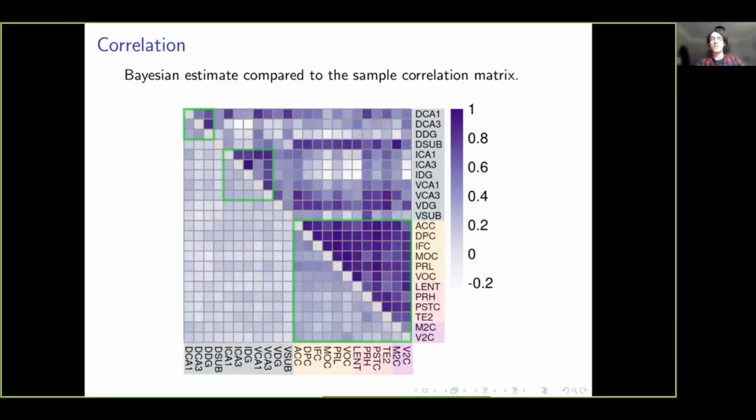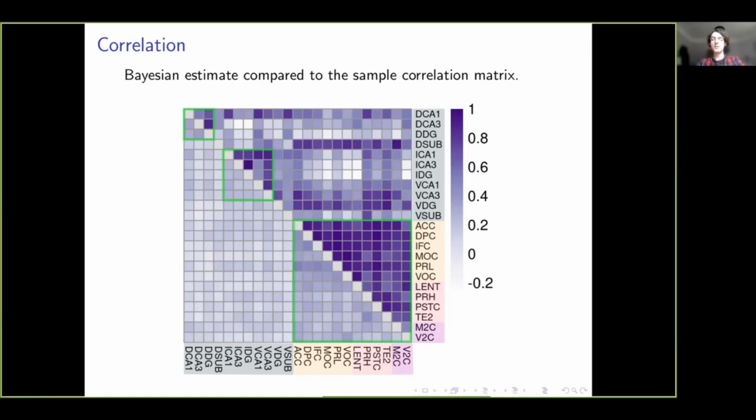As mentioned earlier, the model contains a correlation matrix. Here, the Bayesian estimate of the correlation matrix compared to the sample correlation matrix have been plotted. The Bayesian estimate is in the lower triangular matrix, and the sample one is in the upper triangular matrix. Rows and columns have been colored according to a coarse grouping of brain regions. Starting from the top row, these are hippocampal regions, prefrontal regions, rhinal regions, and the two regions taken as control regions. These are the motor cortex and visual cortex.